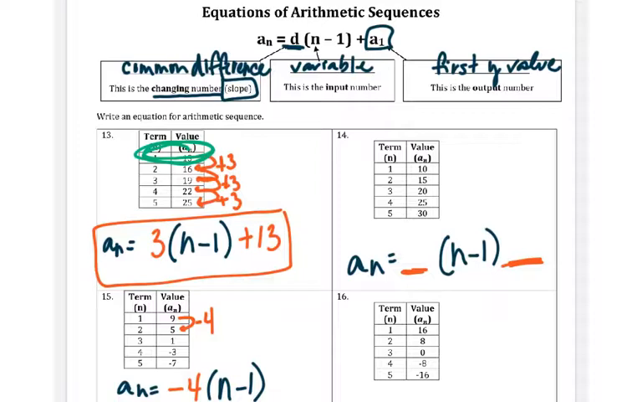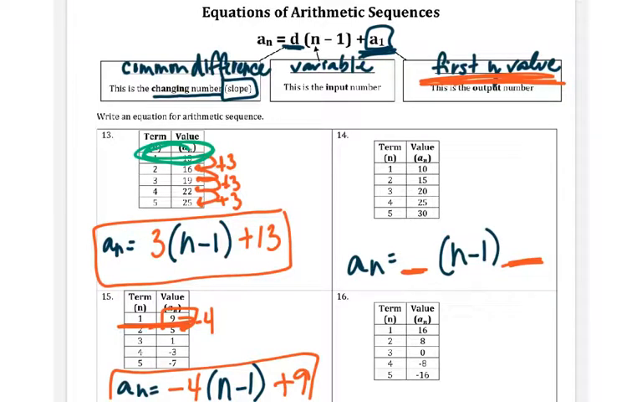And then I have my first a value, my a1. And in this one, my first A is my Y. It says A1 is your first Y value. That's what it says. So this here is plus 9. So that is the equation for this sequence. This is the equation for the pattern.